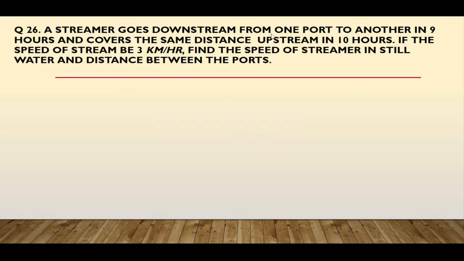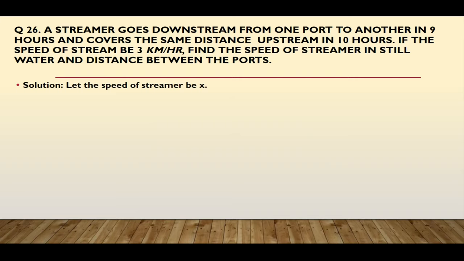So in this question, the streamer is going from one port to another in 9 hours and it covers the same distance upstream in 10 hours. Obviously, because in downstream, the stream is helping us, right? So it has only taken 9 hours. But in upstream, since the stream was opposing us, it took us 10 hours. The speed of the stream has been given as 3 km per hour. You need to find the speed of the streamer in still water and the distance between the ports. So let us begin with this question.